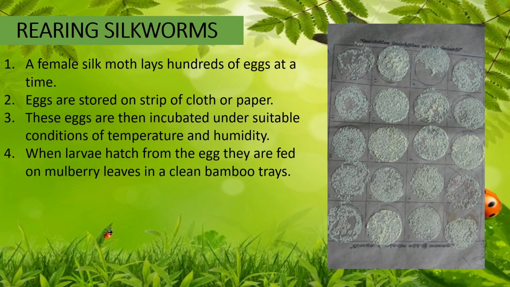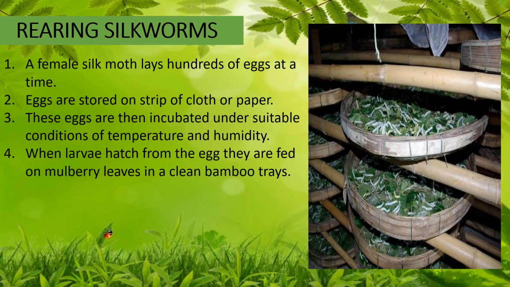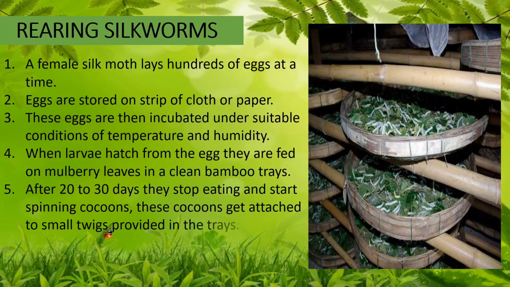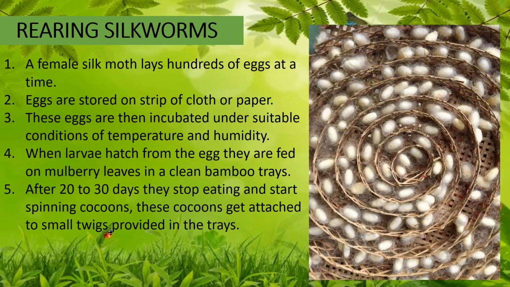So these are the bamboo trays on which they are kept. After 20 to 30 days, they stop eating and start spinning cocoons. These cocoons get attached to the small twigs provided in the trays. In this you can see the cocoons which are present. Inside the cocoons, the silk moth develops. So these are the small cocoons which get attached to the bamboo tray provided, in which the pupa starts developing into the silk moth.